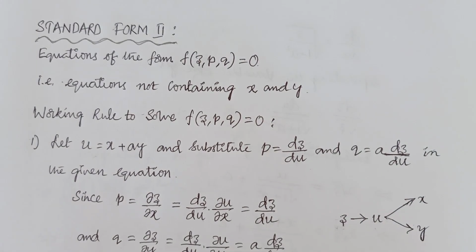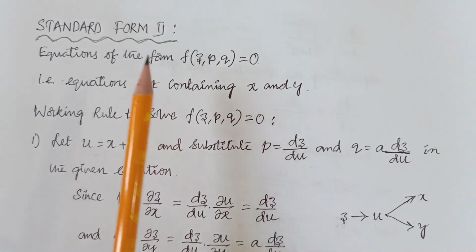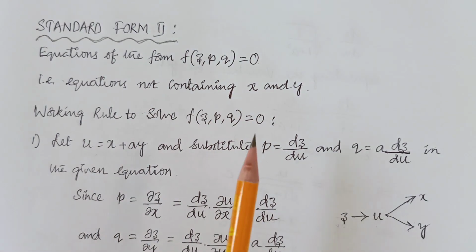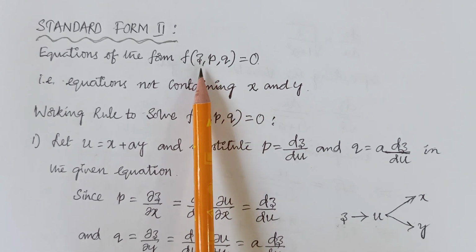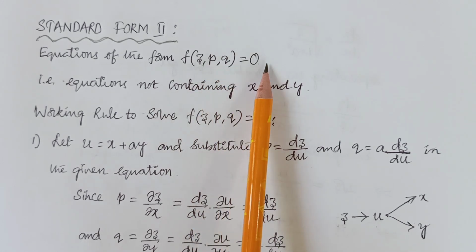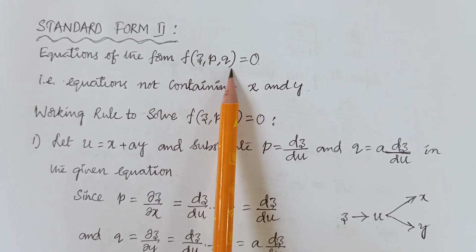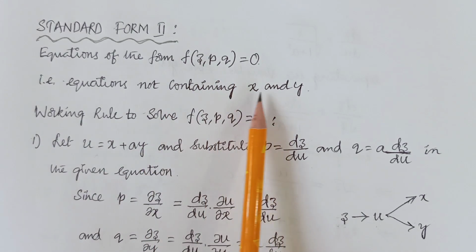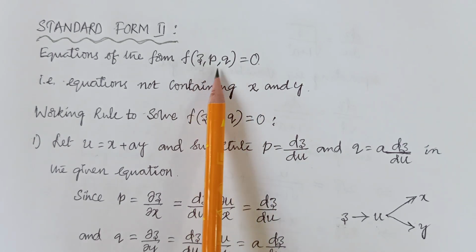Hi students, now let us discuss the nonlinear partial differential equations type 2, or the standard form 2. So what does standard form 2 mean? Here, the nonlinear equation is in the form f(z, p, q) = 0. That is, the terms contain only z, p, q, not containing x and y. There is no x and y, only z, p, q.